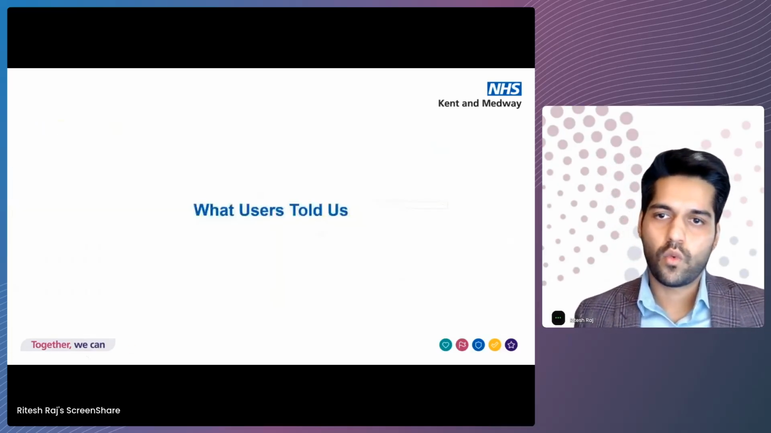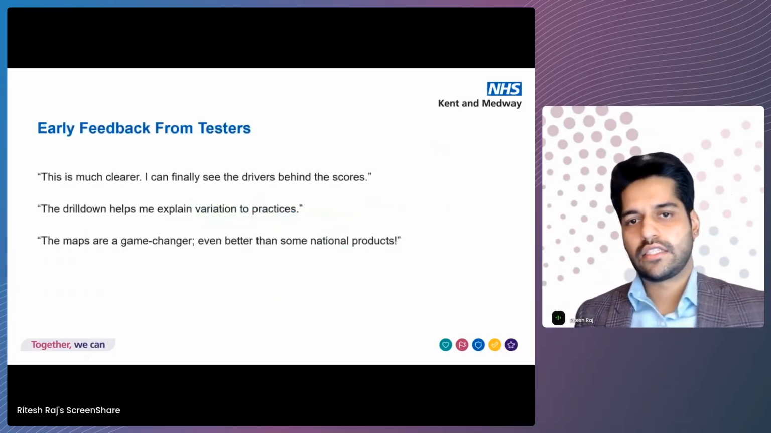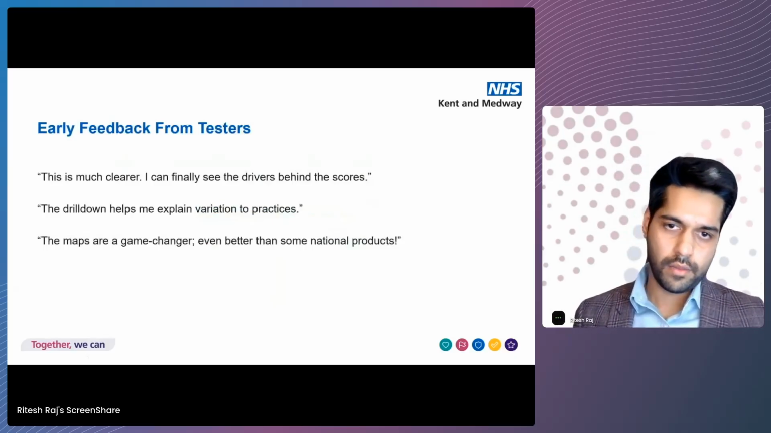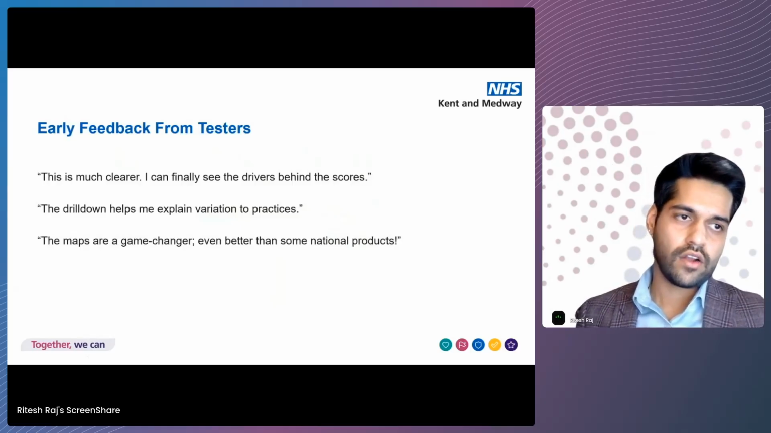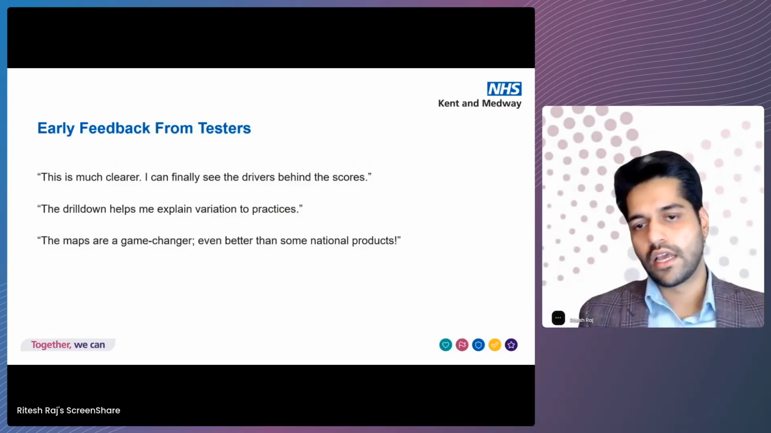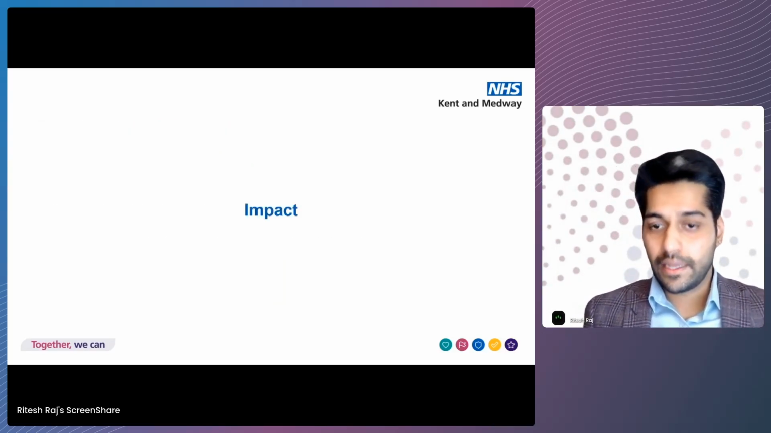Moving on to what the users have told. So we did a soft launch, and our key stakeholders, key users have given us incredibly positive feedback. We are thankful for that, and they have also given us some constructive feedback, which we have implemented and are implementing in our next phases. Moving on to what's the impact.